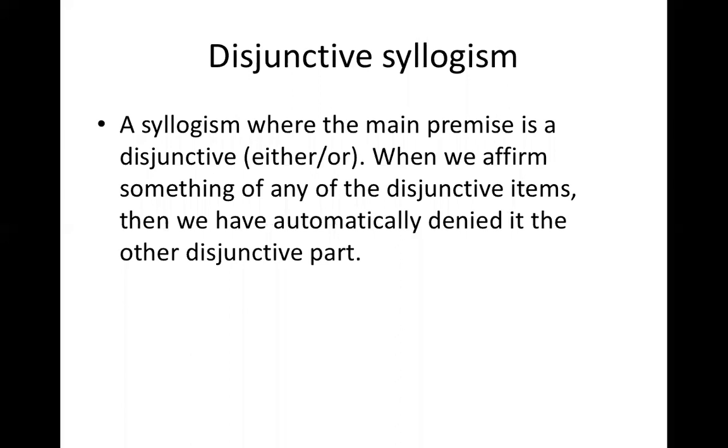Let's look at the last kind of deductive argument. Now, this is the last kind of deductive argument. A syllogism where the main premise is disjunctive. So a disjunctive syllogism is a syllogism where the main premise is a disjunct, either or. When you see an either or statement, when we affirm something of any of the disjunctive items, then we have automatically denied the other disjunctive part.